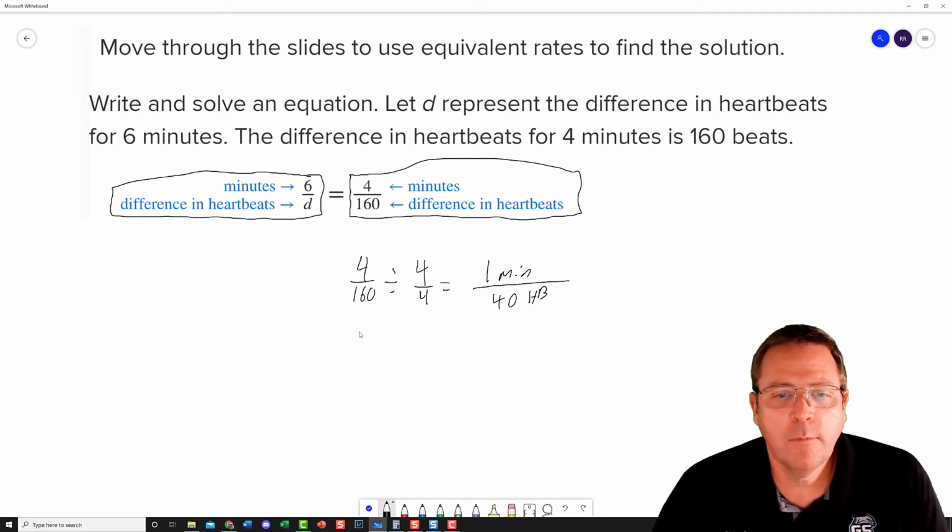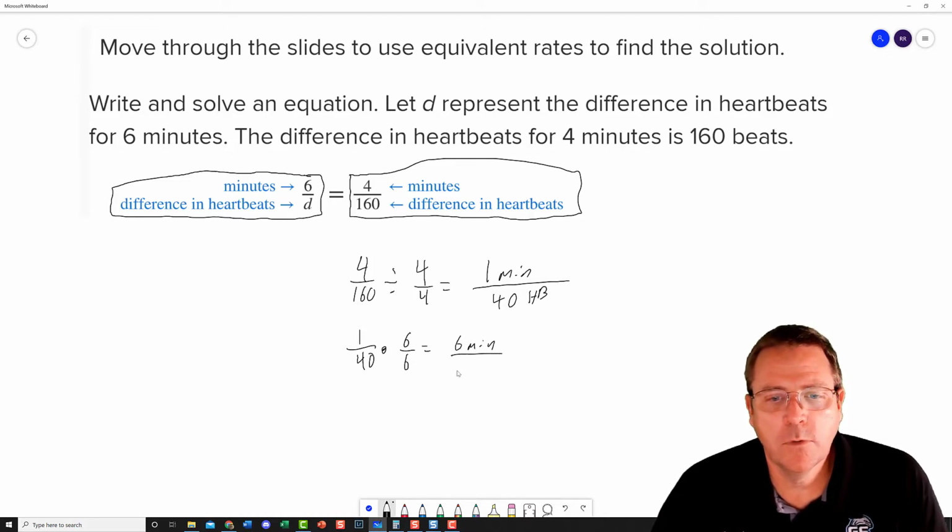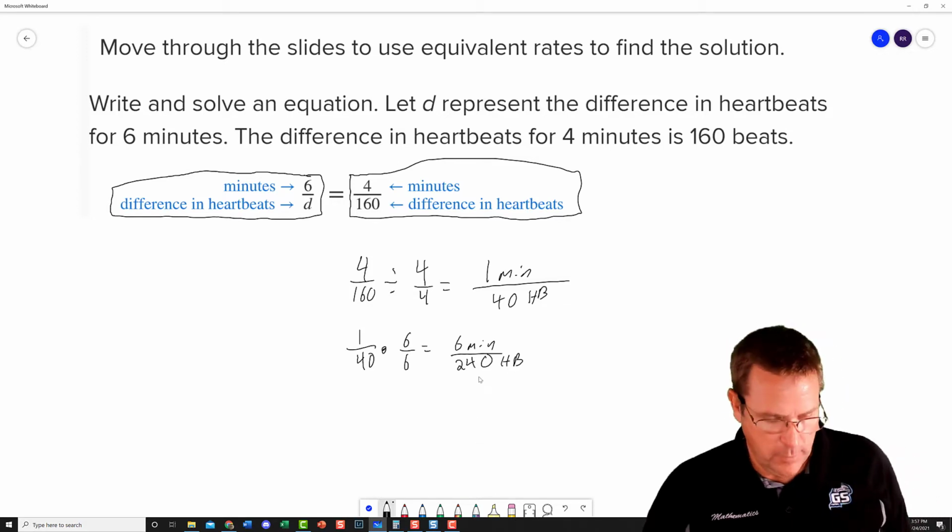Now we're going to take that 1 over 40, and we're going to multiply it times the target of 6 minutes, which will be 6 over 6. And we can see that now you've got 6 minutes is going to equal 6 times 40, that is 240 heartbeats. The same answer that they came up with the other way.